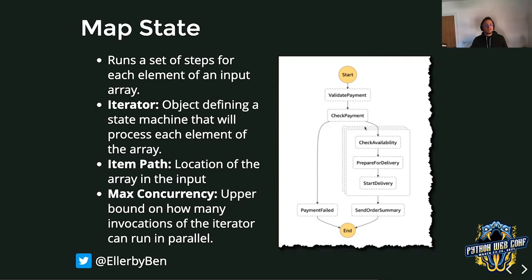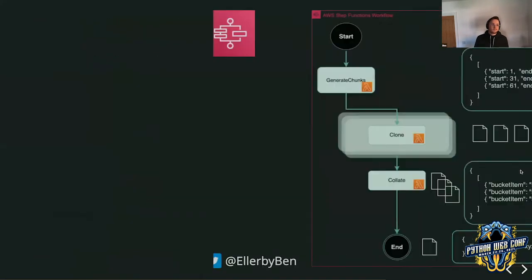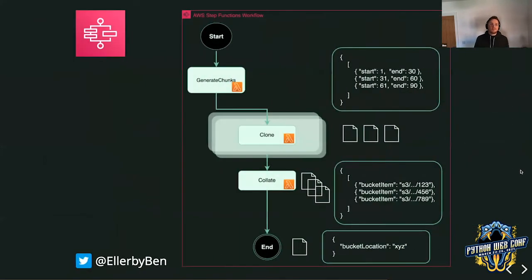This is the iterator that's going to take an input array and run the same set of steps on every element of that input array. The input path is a location of that array. So from the output of this, in that output, where is the array that we're going to iterate over? And we can limit concurrency inside of Step Functions if we want to limit how many we have happening in parallel.